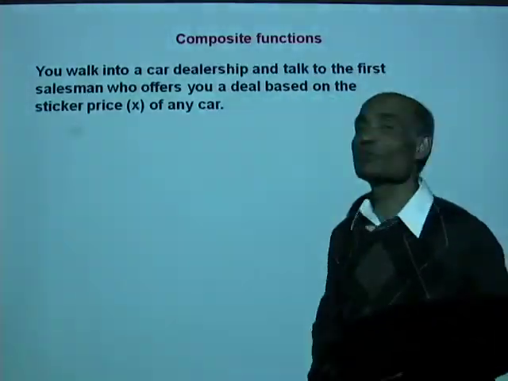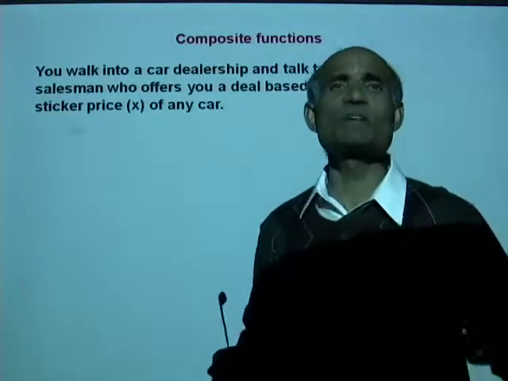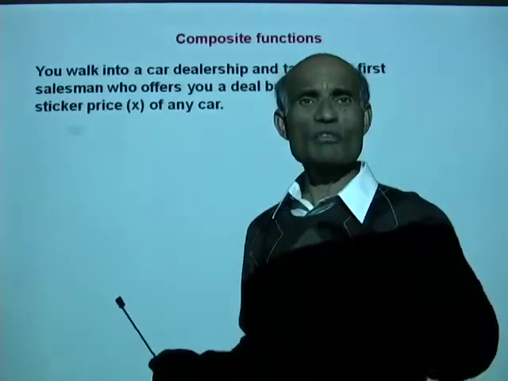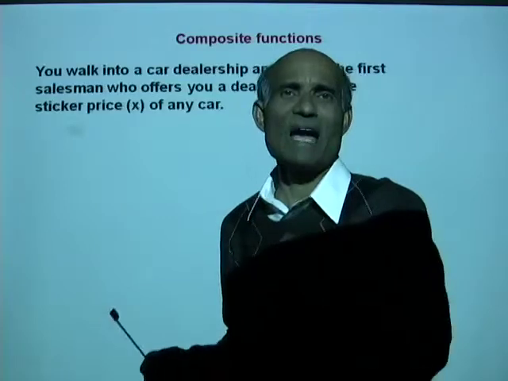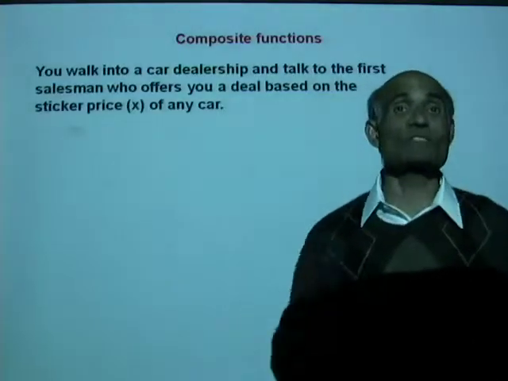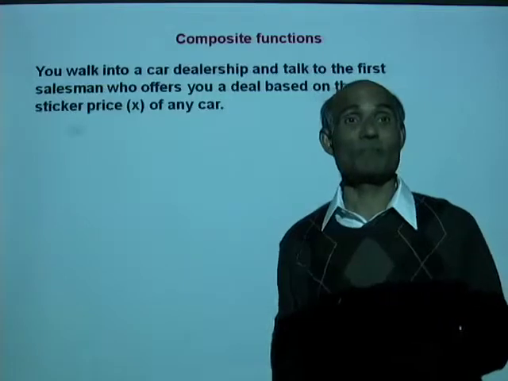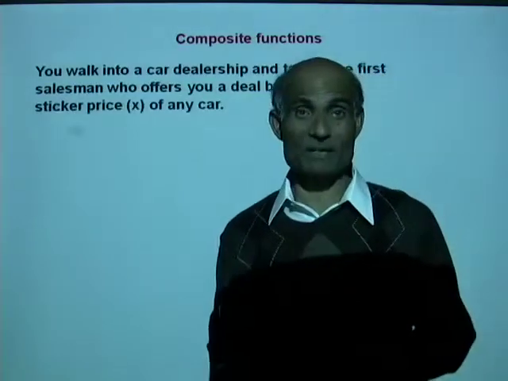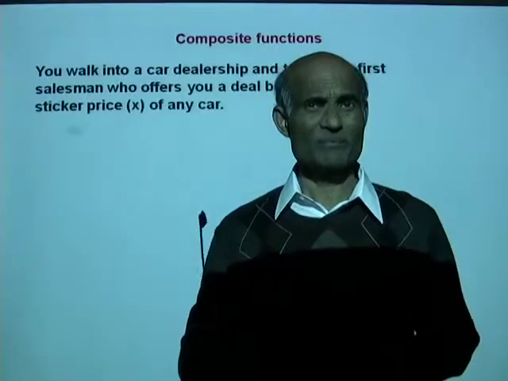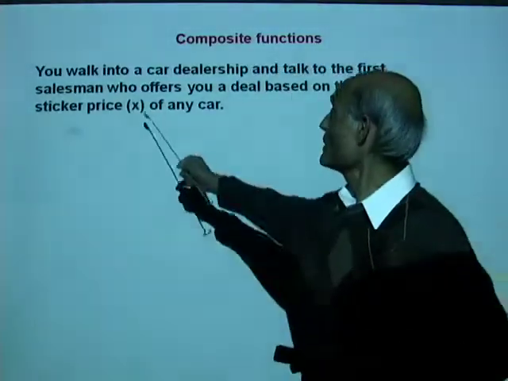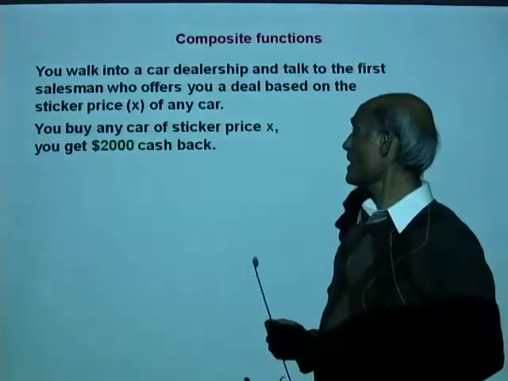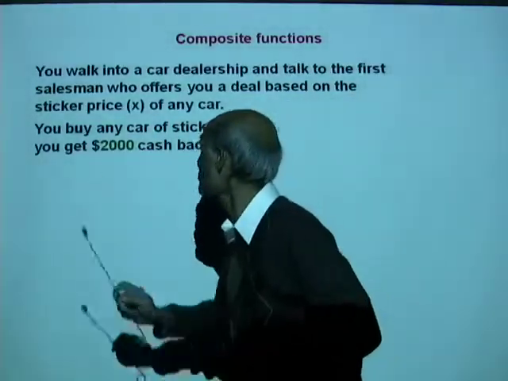Now, suppose you walk into a car dealership. Almost everybody is familiar with the concept of haggling over car prices. Is that right? You can't go and buy a car for a fixed price in this country. You've got to go and bargain, haggle. So, you walk into a car dealership and talk to the first salesman. And he will, of course, tell you, I'm going to give you the best possible deal. Now, a car always comes with a sticker price. But if you pay the sticker price, you will be considered almost an idiot, because nobody pays sticker price for a car here. So, if x is the sticker price, the first salesman gives you a deal. He says, you buy any car of sticker price x, you get $2,000 cash back.